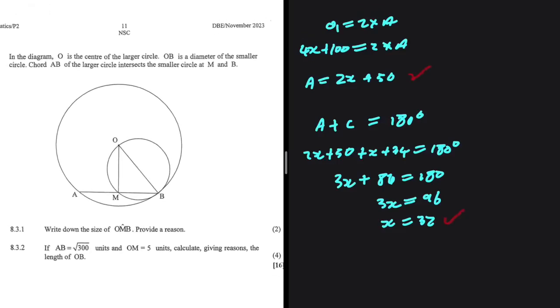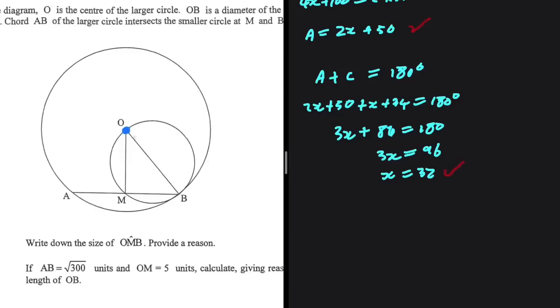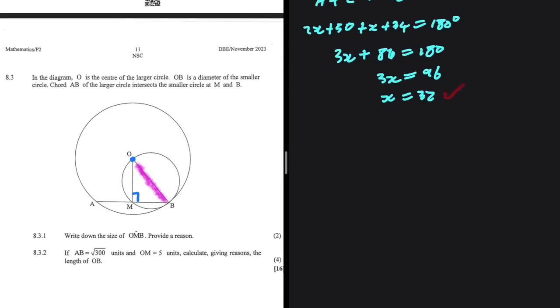So 8.3, right. In the diagram, O is the center of the larger circle. Okay, we have O as the center of the larger circle. OB is the diameter of the smaller circle. Chord AB of the larger circle intersects the smaller circle at M and B. Okay, so I'm told that AB is a diameter. As soon as I hear AB is a diameter, I know that M is 90, right? A diameter subtends 90 at the circumference.